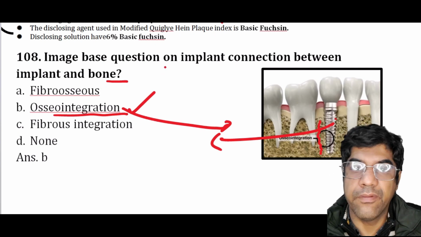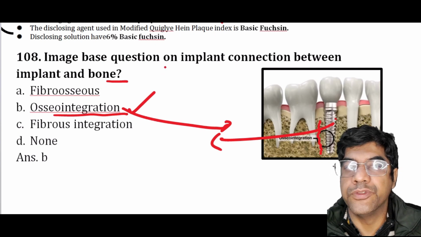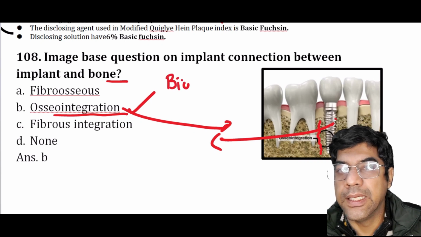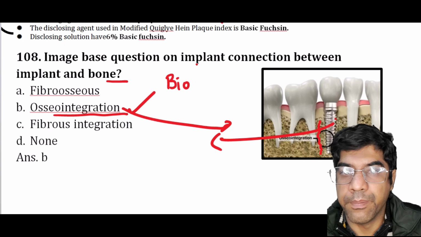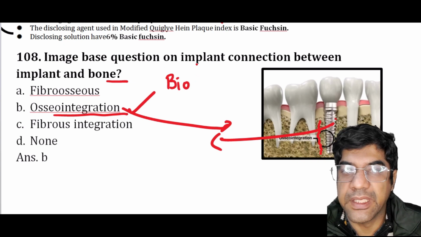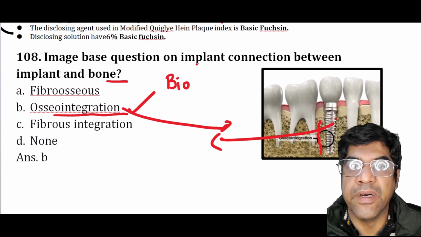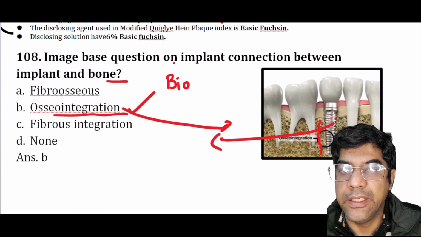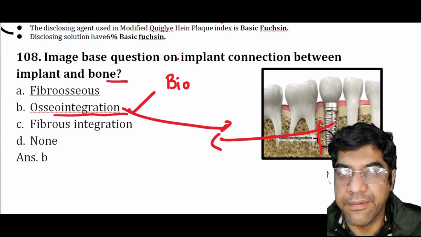So what are the factors we require for predictable osseointegration? Number one is a biocompatible material, that is the implant. The implant material should be compatible with the surrounding tissue to minimize the risk of rejection or any adverse reaction. Second, the surgical procedure should be gentle to minimize tissue damage, so there is good healing afterwards.